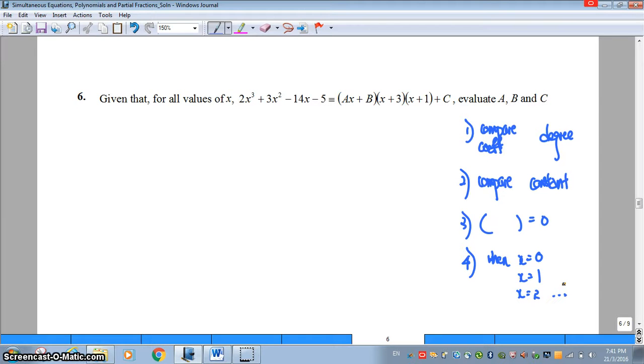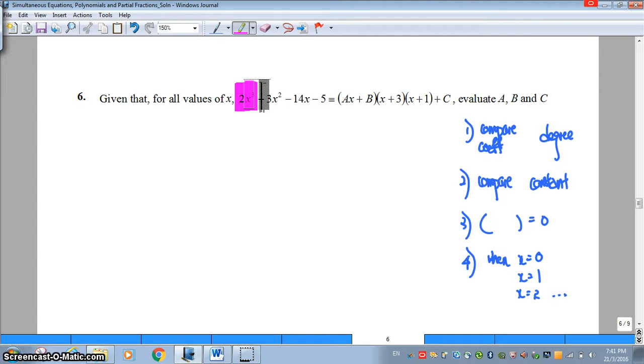Okay, I'm going to keep all these 4 steps by the side. Remember, start with the degree, compare the constant term, make the bracket term equal to 0, substitute convenient values inside. Okay, with that, let us get started. First thing, let's see if we can compare the degree. It's very obvious the degree in this case is 3.